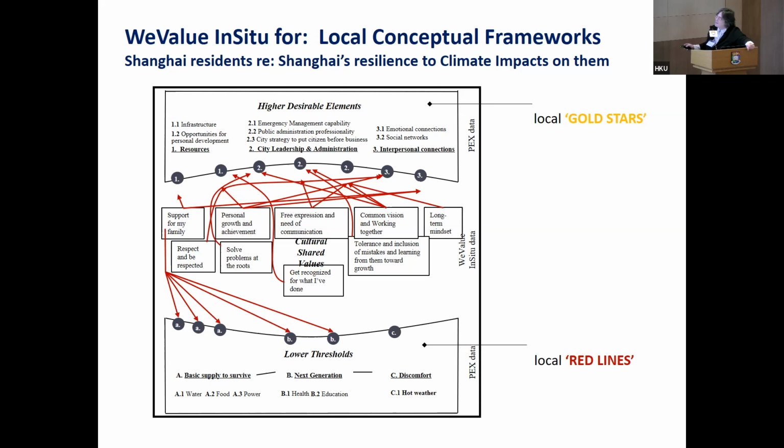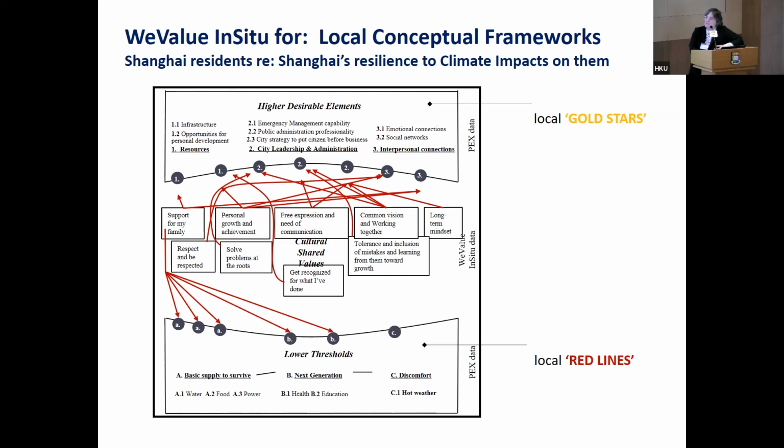But on the other hand, city leadership and administration is a really big attraction. I have so much pride and belief in the city administration, in their emergency management capability, their public administration and how professional they are, and their strategy that they put citizens before business. This is a really big plus. And actually, I'm really not likely to leave, even if some of these get bad. And anyway, I know that Shanghai has better resources than most other cities in China, so it's a really big gold star. So that's a conceptual framework.